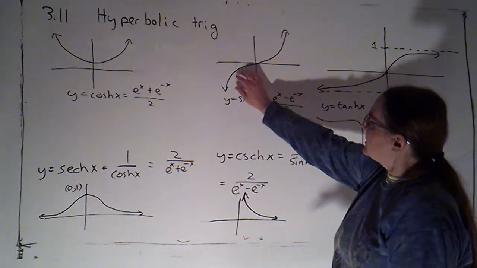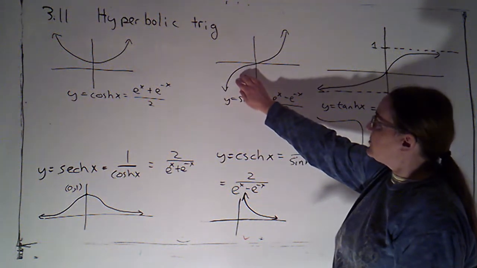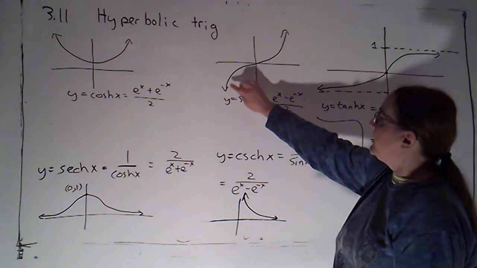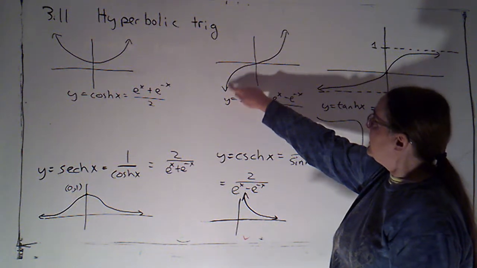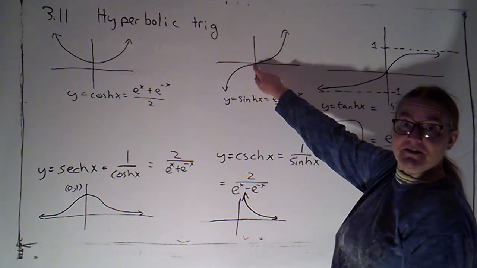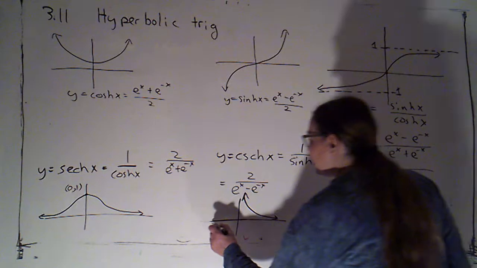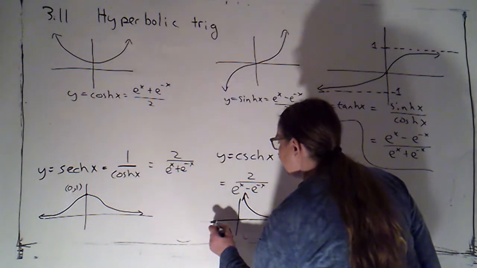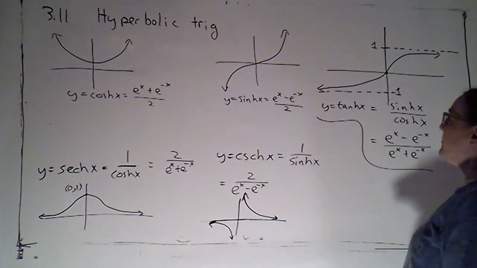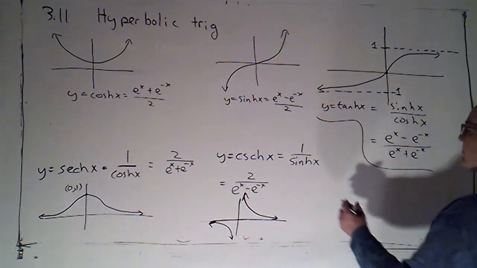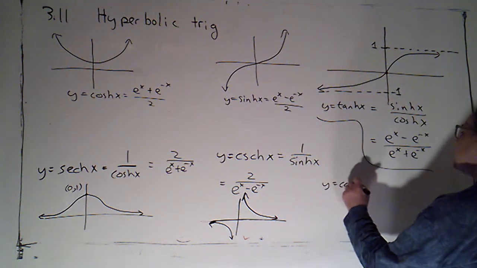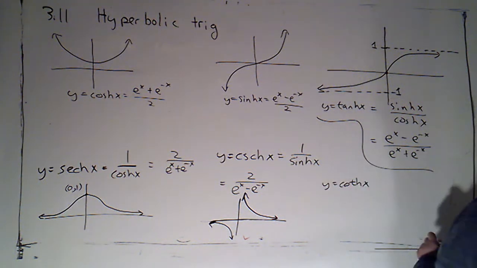Over here, we've got negative values, so the reciprocal will be negative. Here we're going from very, very big to very, very small, close to 0. Again, when we take the reciprocal, we just flip that relationship. So we get something like so. Okay. And then we can define y equals cotan of x.